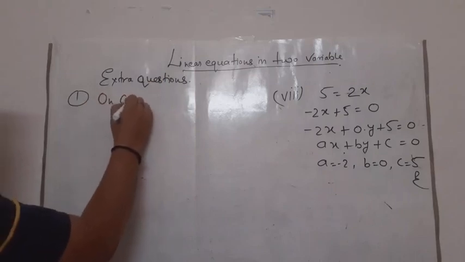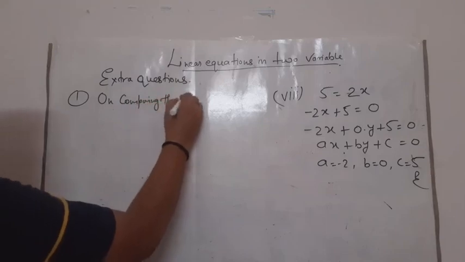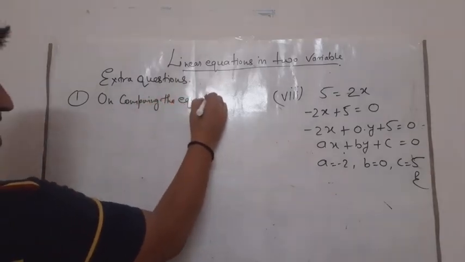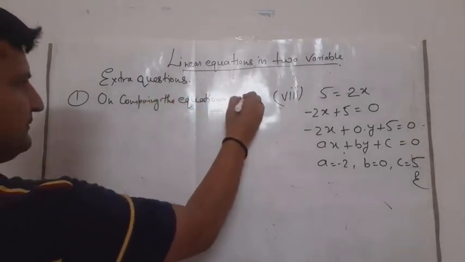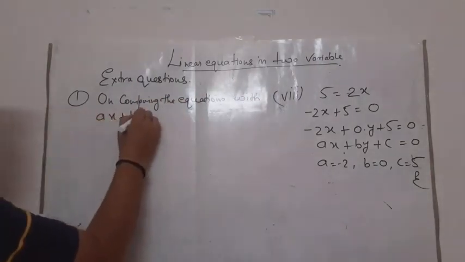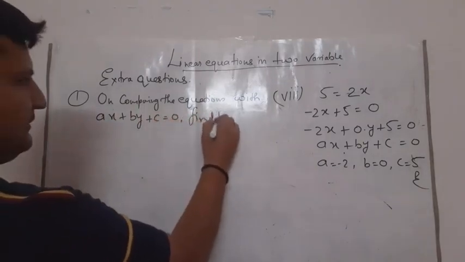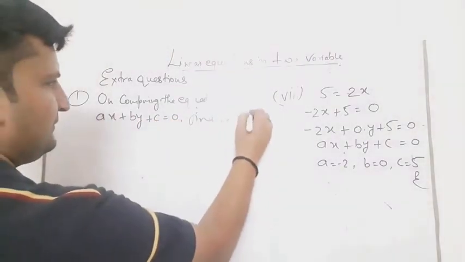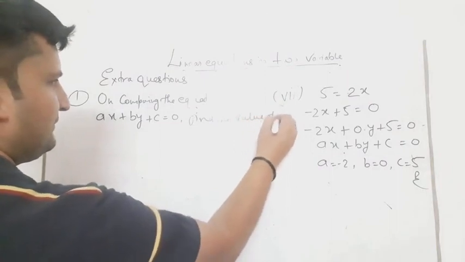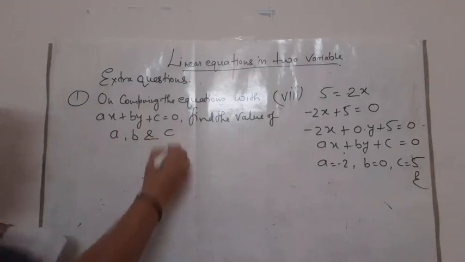On comparing the equations with ax plus by plus c is equal to 0, find the values of a, b and c.